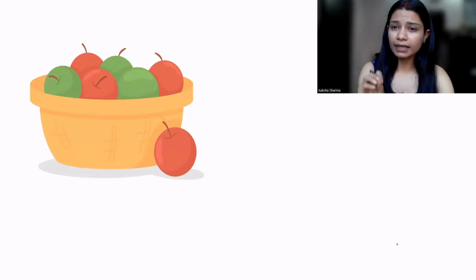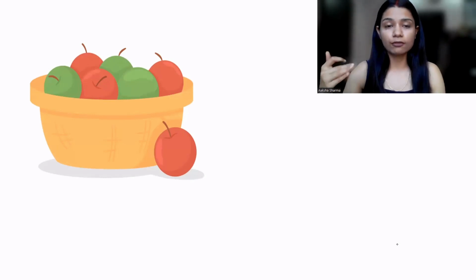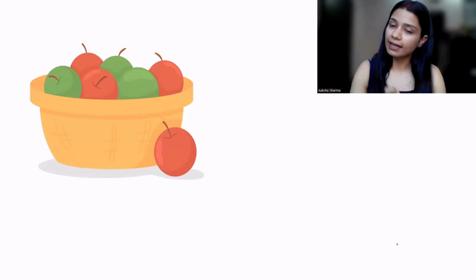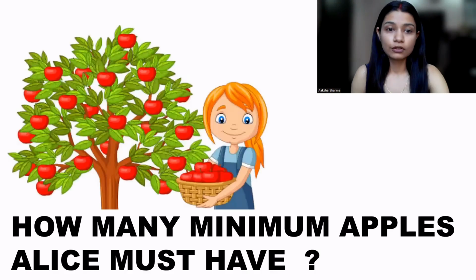So that means there is a number that is neither coming in table of 4 or 5 or 6. Or there is a number that if we reduce 1 from it, then it is coming in all the three numbers, in all the three tables. So you have to find out how many minimum apples Alice must have.